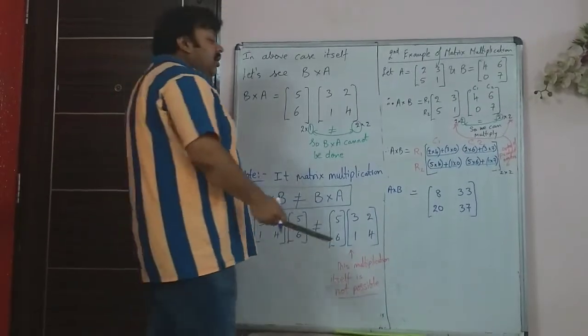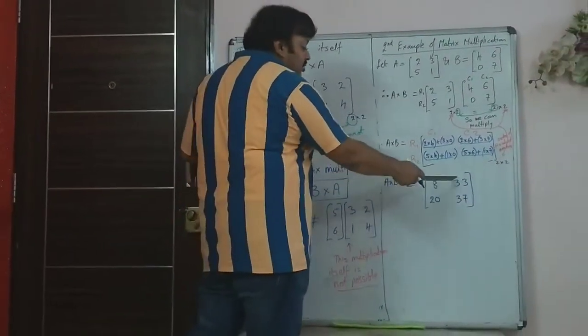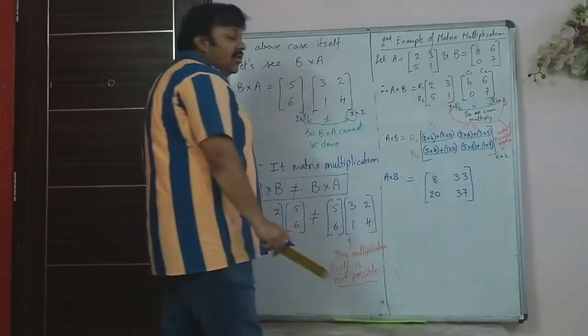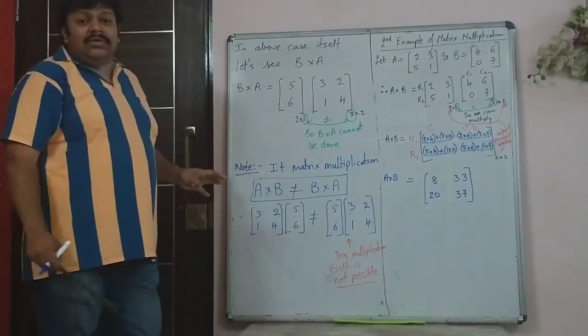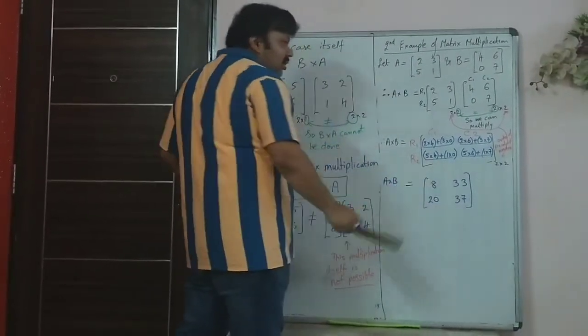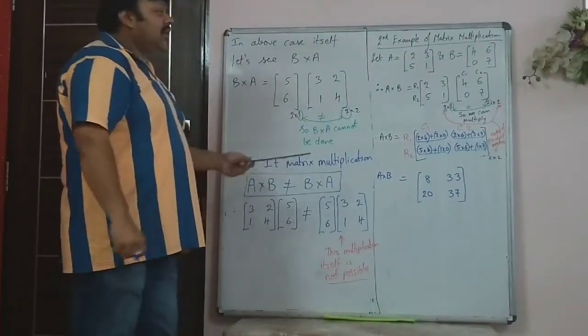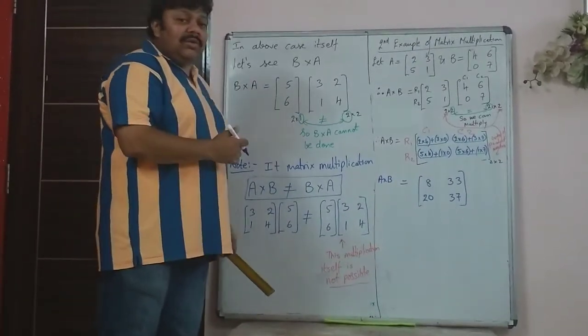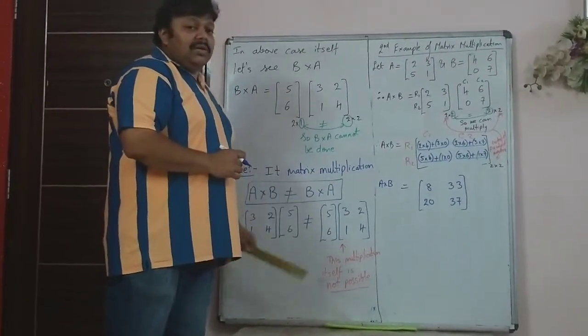And please note, when you write matrices, leave space between the elements. There is no comma, semicolon, anything between any elements. This is first element, second, third, fourth. It's a 2 into 2 matrix. So this is exactly how you need to do the matrix multiplication.